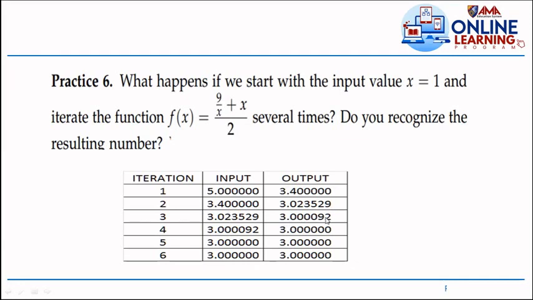Okay? Hindi pa rin pareho. Fourth, 3.0092. Okay? 3.00. That's the output. Fifth, 3.00. Output, 3.00. I-check natin, no? Kung tama siya. So, 9 divided by 3 is 3. Plus 3 is equal to 6. 6 divided by 2, we have 3. So after fifth iteration, your input is equal to output. Okay? Yan po yung ibig sabihin ng iteration functions.